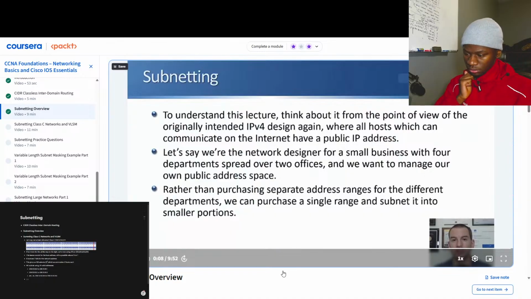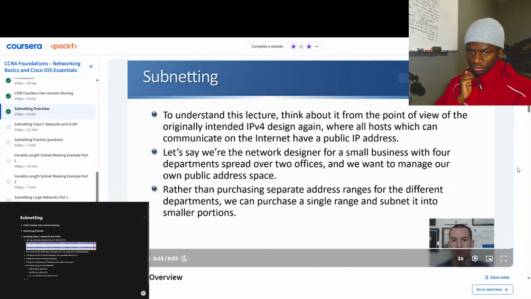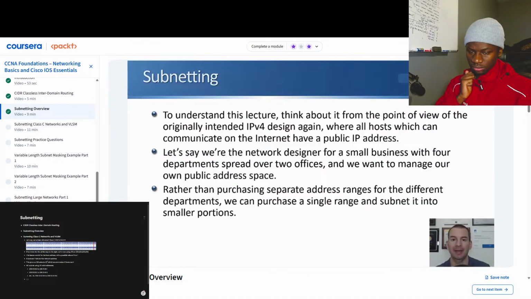In this lecture, you're going to understand how we can implement subnetting. Now, I'm actually going to cover subnetting over a few lectures in this section. Subnetting is a really important topic, not just for passing the CCNA exam, but for networking in general. It's really one of the core knowledge areas that you need to understand if you're going to work in networking.